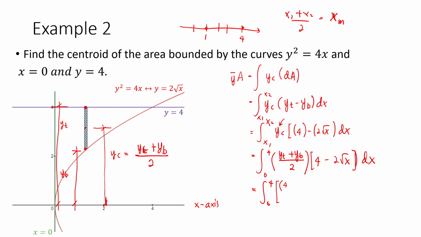So y top is 4 minus 2 square root of x all over 2, and then multiplied by 4 minus 2 square root of x dx. Then on the left side is y bar, and then times 5.33. That's how you solve your bar y. So again, bar y, then 5.33.